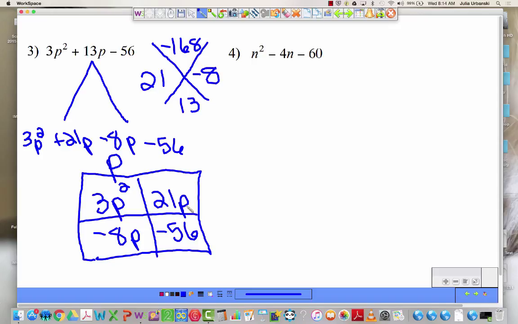Good. This one? 7. Good. And it's positive, even though there's a negative here, this one's positive. This one? 3 and? Yep. And this one? Negative 8. Good. All right, so you would have 3p minus 8 and p plus 7.